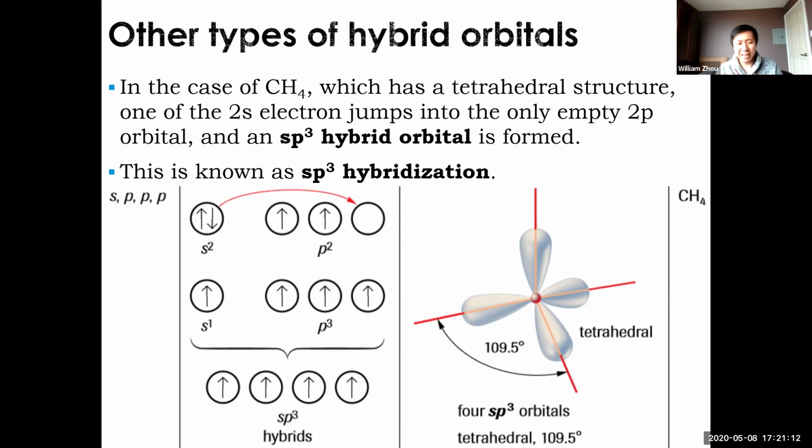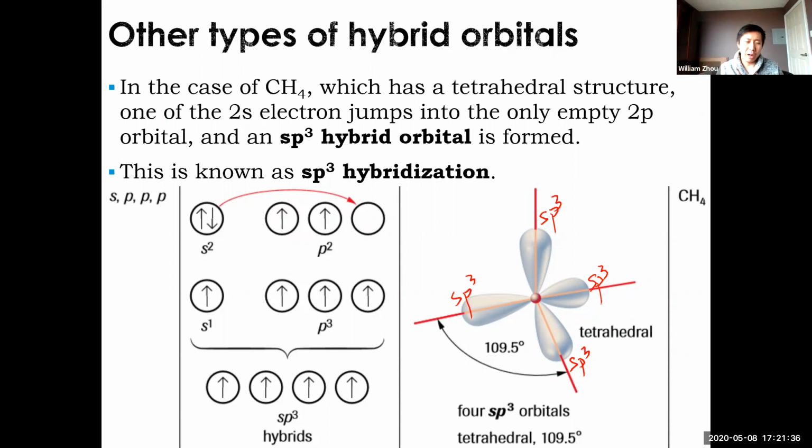You don't have any empty p orbitals because you used all of them. So 4 identical sp3 orbitals will then be created. Same energy, same shape, with a bond angle of 109.5 degrees, forming a tetrahedral structure. So that's how you get methane.